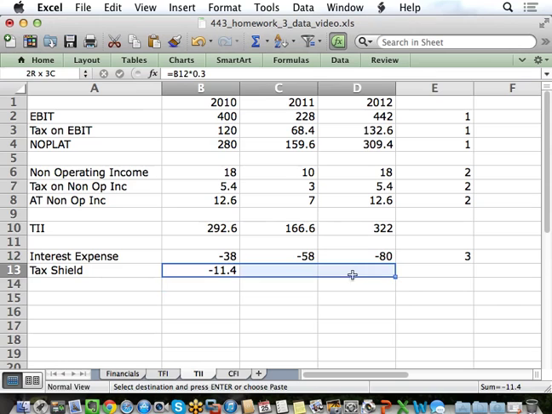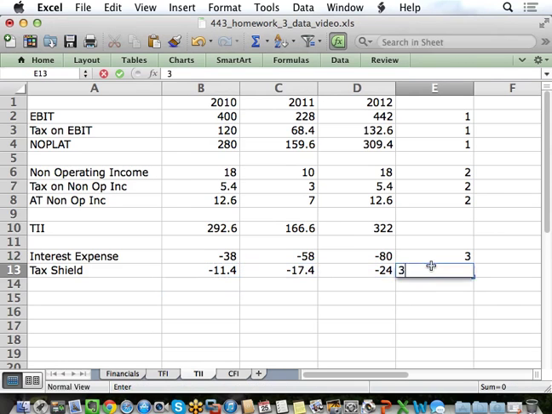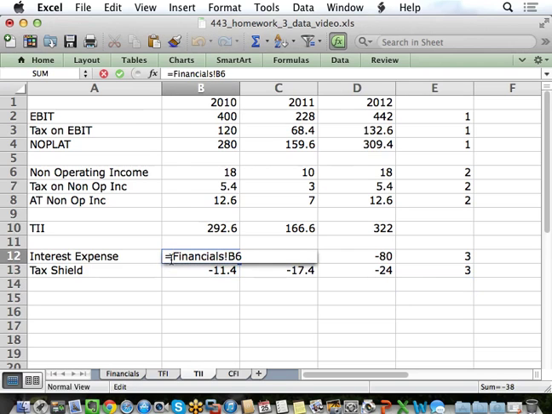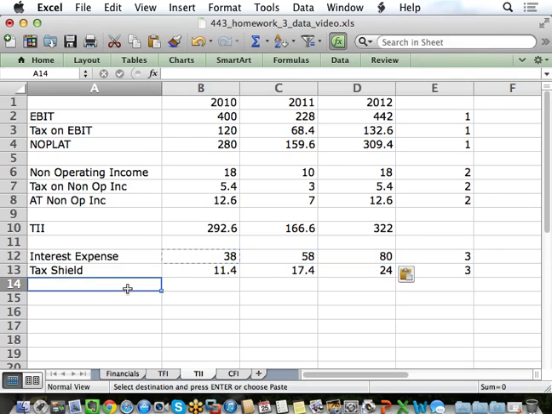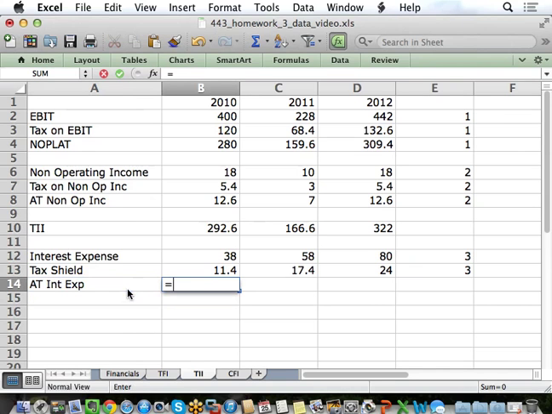Now, one of the things is that on this side of the statement, the financing side, payments are positive numbers, and this is going to be a payment of interest expense to the debt holders. So the sign can't be negative, it would have to be positive, so I've got to flip that sign. That gets me my after-tax interest expense after I take out the tax shield. Interest expense pre-tax minus tax shield is my after-tax interest expense.